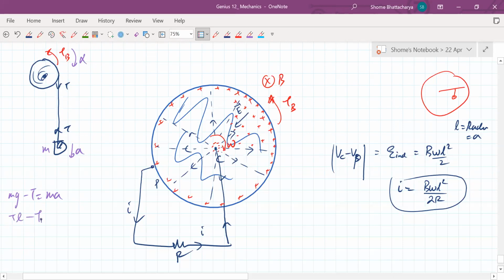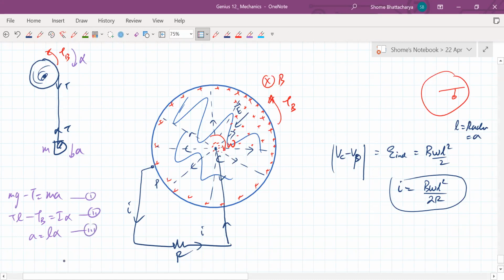So T into radius minus the torque due to magnetism, because that torque is always opposing, is equal to I alpha, and a is equal to R alpha, or in this case I take it as L alpha, so that I don't confuse it with resistance. I am taking L for the radius again because I don't want to confuse it with acceleration a. So these are my three equations.